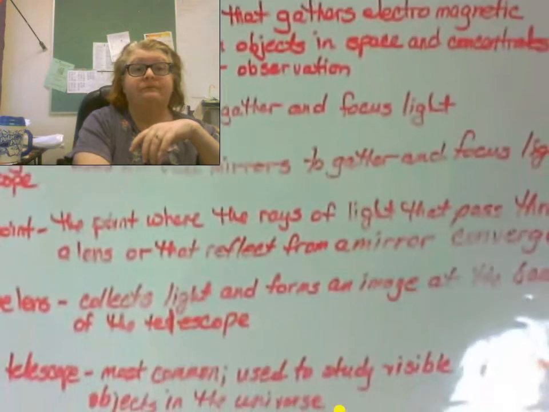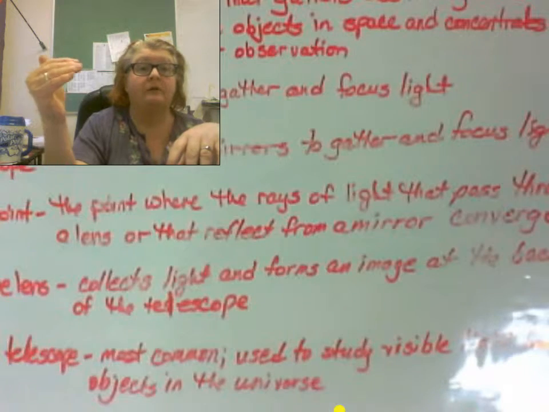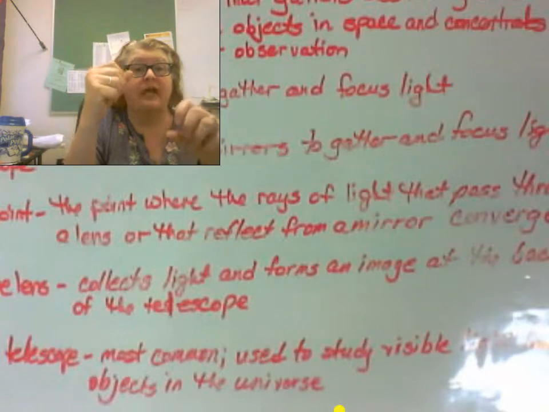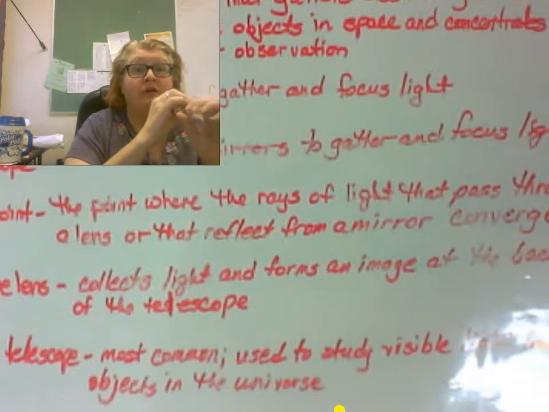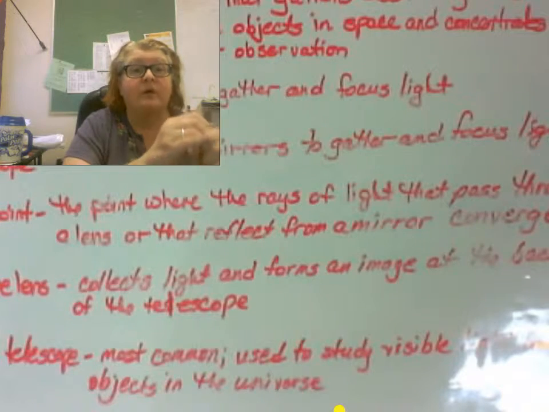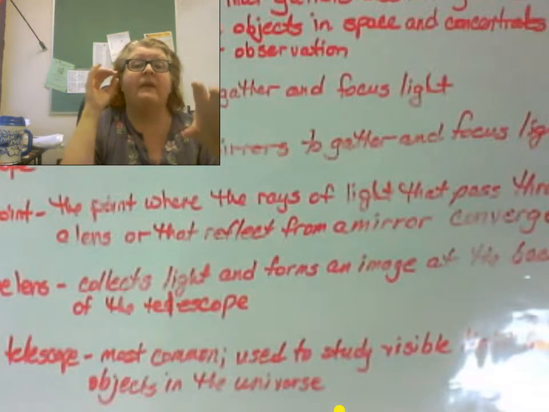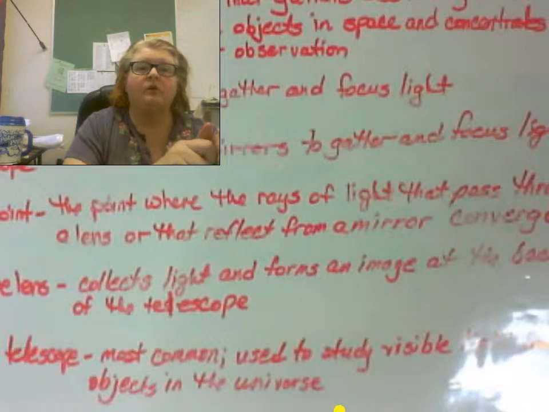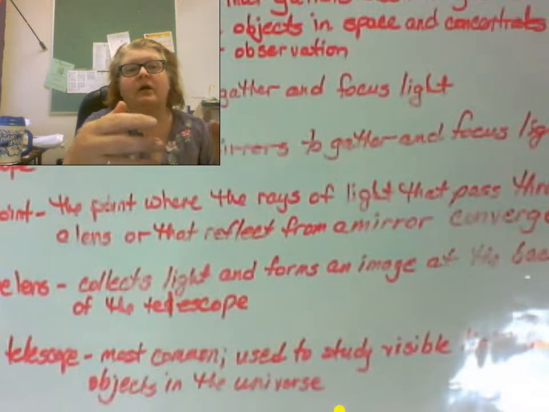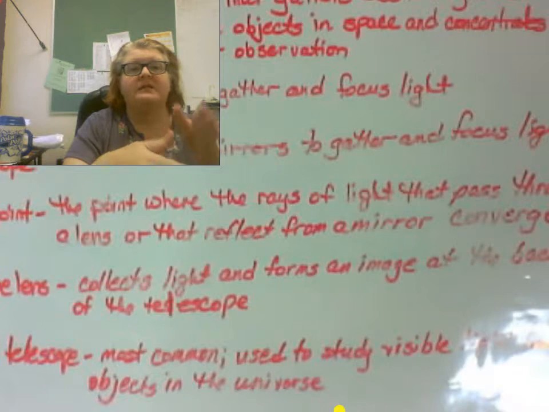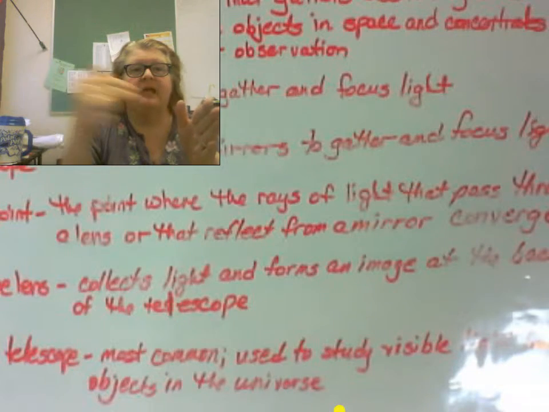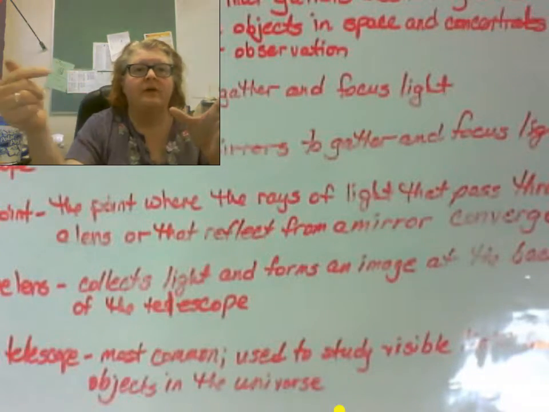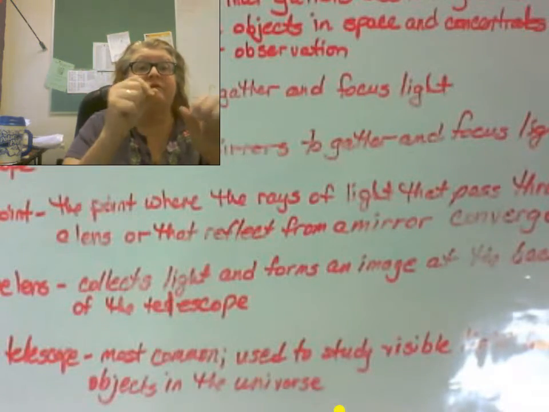Focal point, because we said that that's where the telescopes are gathering the light and focusing it. It's a focal point that it's being focused on. And that's where the rays of light that pass through a lens or are reflected from a mirror converge. Okay, so where the lens and the light meet, or the mirror and the light meet, that's the focal point.